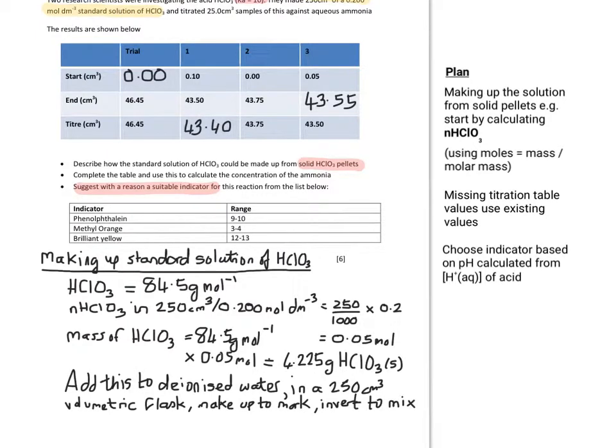So what we can do now is to work out the pH of our acid, and then from that work out the equivalent indicator, or the appropriate indicator. So I've got to move the page down slightly for this.